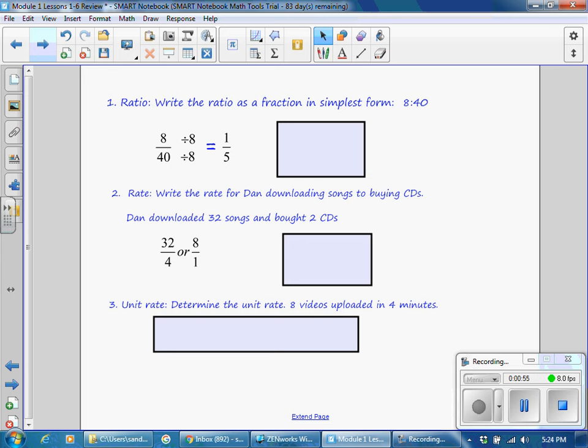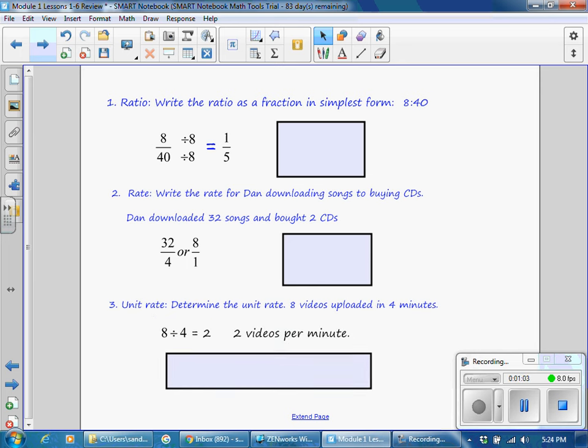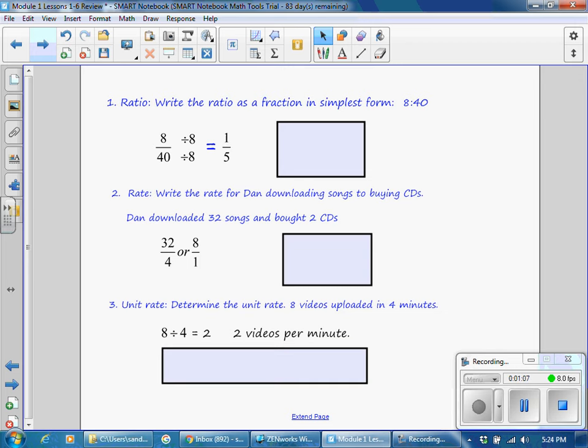Unit rate, determine the unit rate. 8 videos uploaded in 4 minutes. Pause and complete the problem. Eight videos divided by 4 minutes equals 2, so 2 videos per minute.